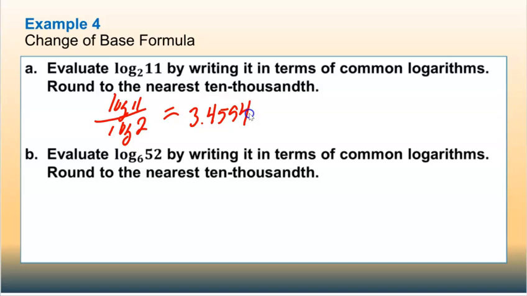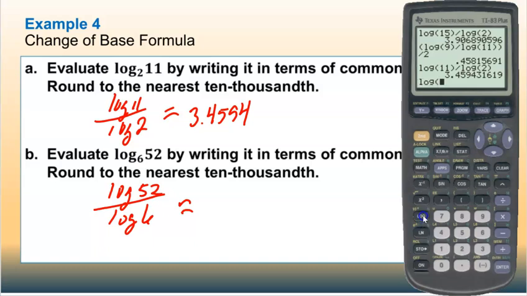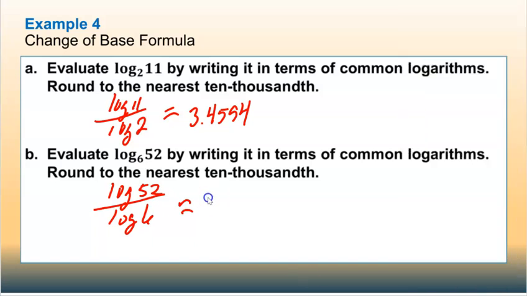This next one, we would have log of 52 divided by the log of 6. Grab our calculators, so log of 52 end parentheses divided by the log of 6 end parentheses. That gives us 2.2052.